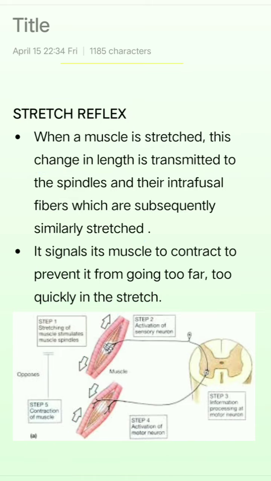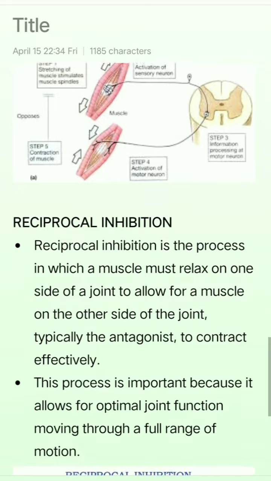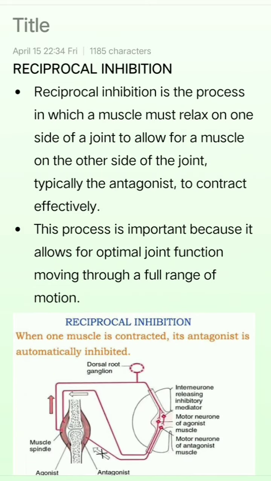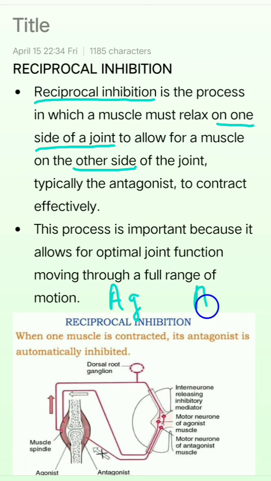Next up, we will see reciprocal inhibition. Reciprocal inhibition is the process in which a muscle must relax on one side of a joint to allow for a muscle on the other side of the joint, typically the antagonist, to contract effectively. So, in the previous video, I had talked about agonist and antagonist. This is the same thing.